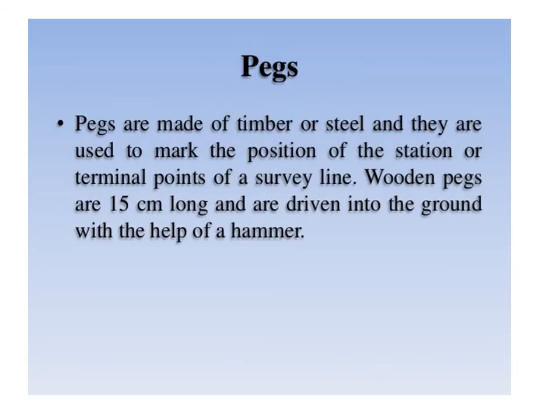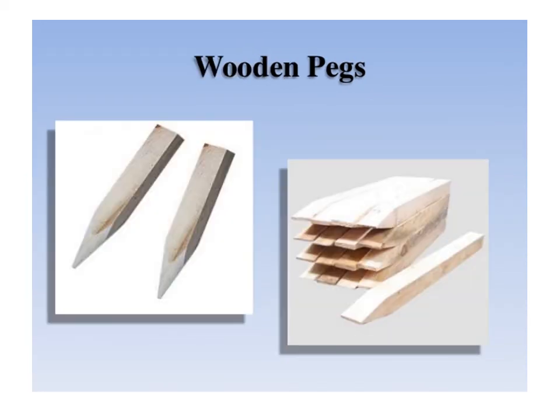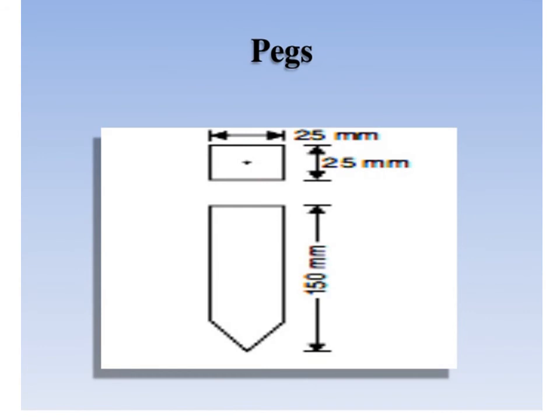This image shows the engineer's chain, which contains two handles at the ends, and brass material shows the tallies, and the links are made up of GI material. So this is the image of wooden pegs. Generally the cross section of wooden peg is 2.5 by 2.5 and the length of wooden peg is 15 cm long. This slide refers to dimension of pegs, that is 20 by 25, having a length of 150 mm.